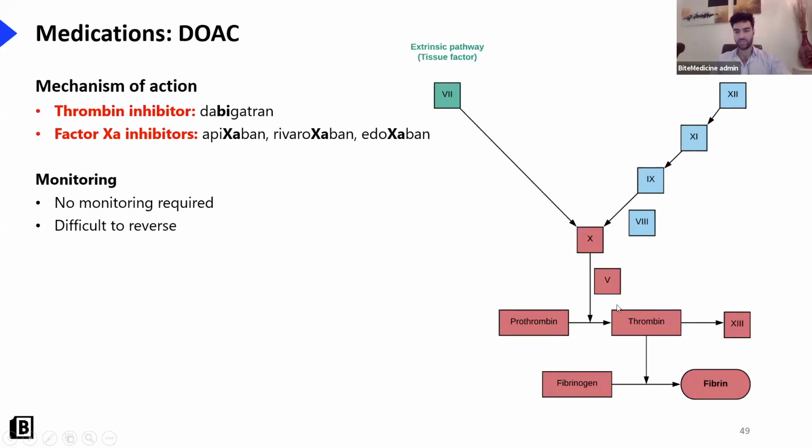Dabigatran blocks the action of thrombin and therefore blocks the conversion of fibrinogen to fibrin. Again, factor Xa inhibitors have Xa in the name. Apixaban, rivaroxaban, and edoxaban. They all block the activated version of factor 10. They do not require monitoring, but the downside is they can be tricky to reverse. So if a patient comes in bleeding and they are on a DOAC, it can be tricky to reverse the anticoagulation.